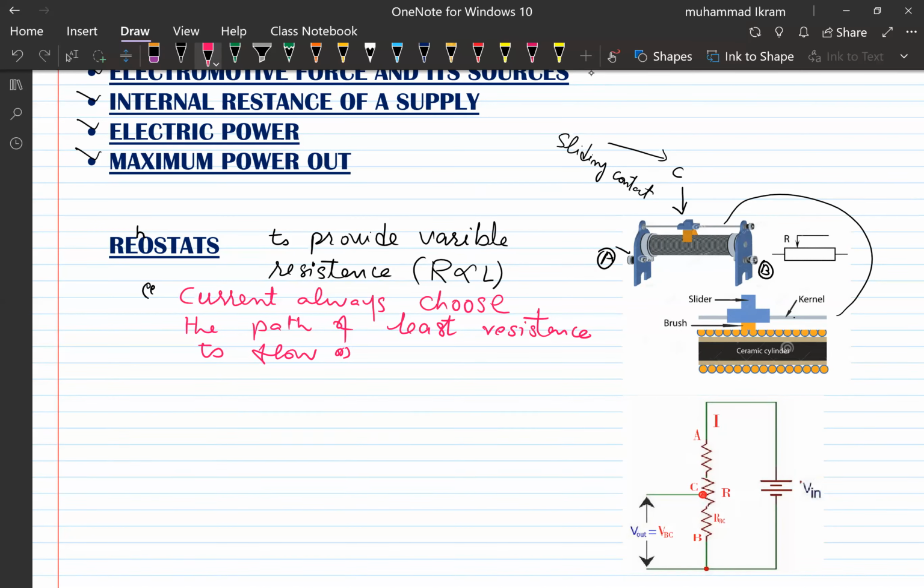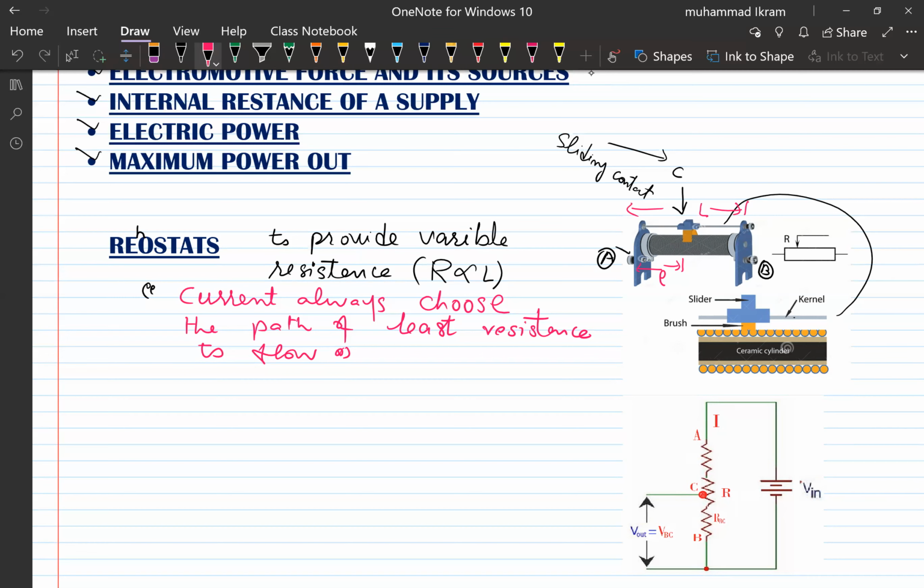Look at the resistance of the wire between the point A and C. It can be varied if the sliding contact is moved away from the terminal A. If this is the initial length, then as you move the sliding contact away from the point A, the length and hence the resistance increases.